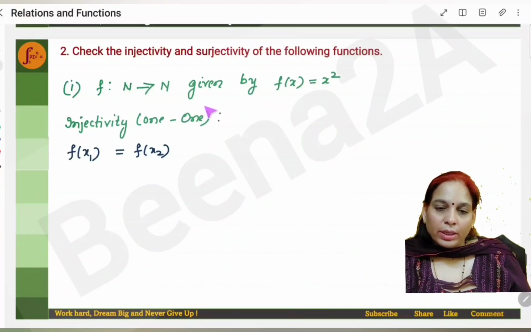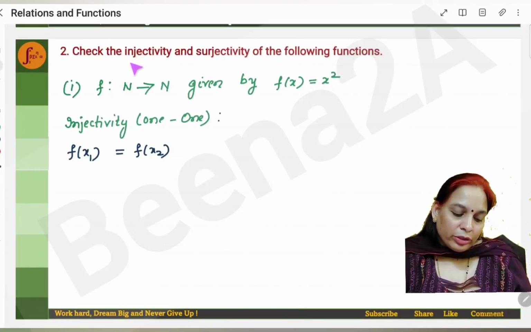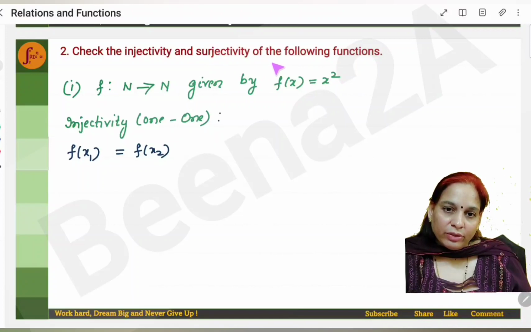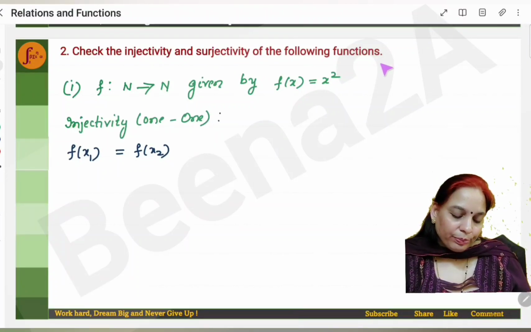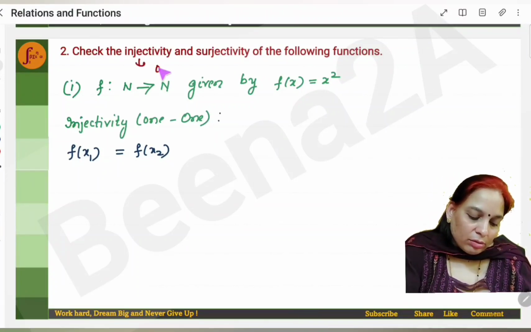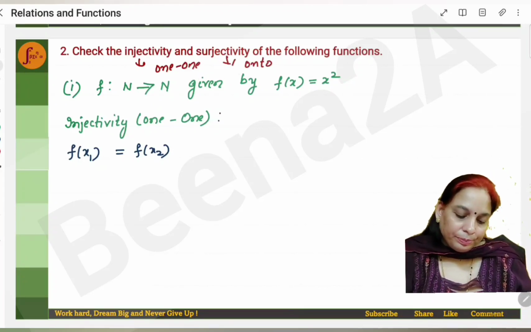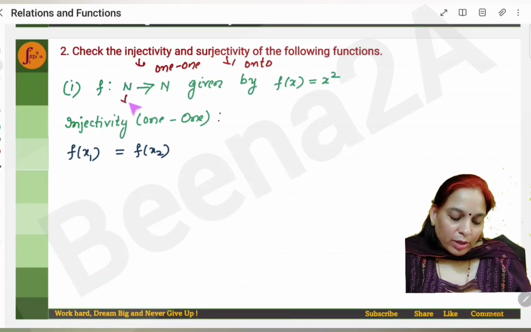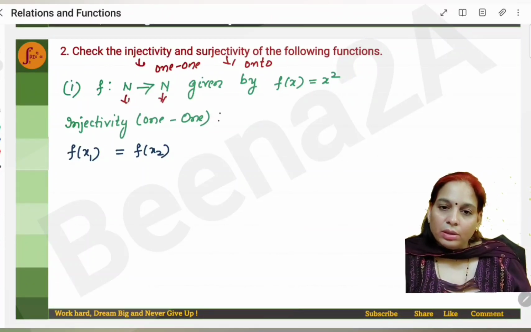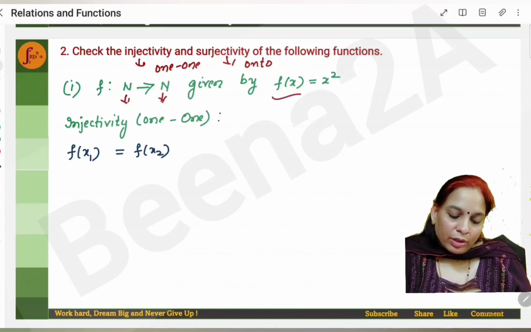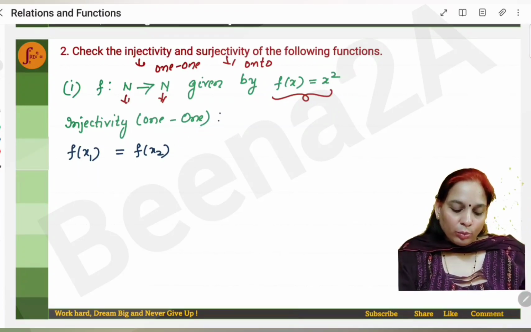Now we'll go to the second problem. You have to check the injectivity and surjectivity of the following functions. Injectivity is 1 to 1. Surjectivity is onto. First one is the function defined from natural numbers to natural numbers. So both the sets are natural numbers and the function is given as f of x is equal to x square. So we'll have to check if it is 1 to 1.